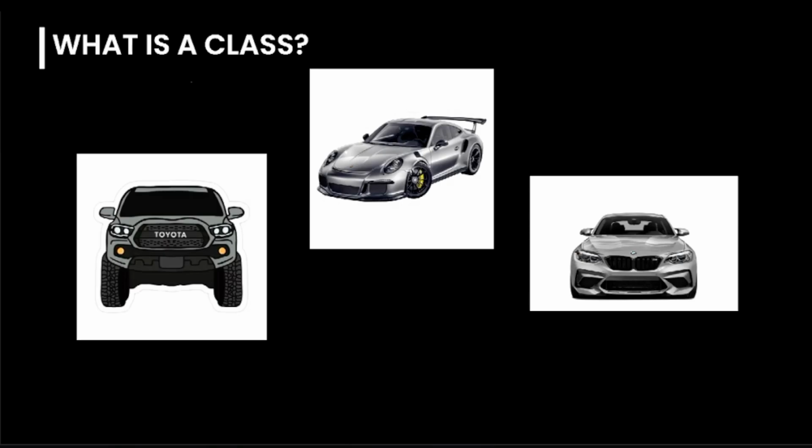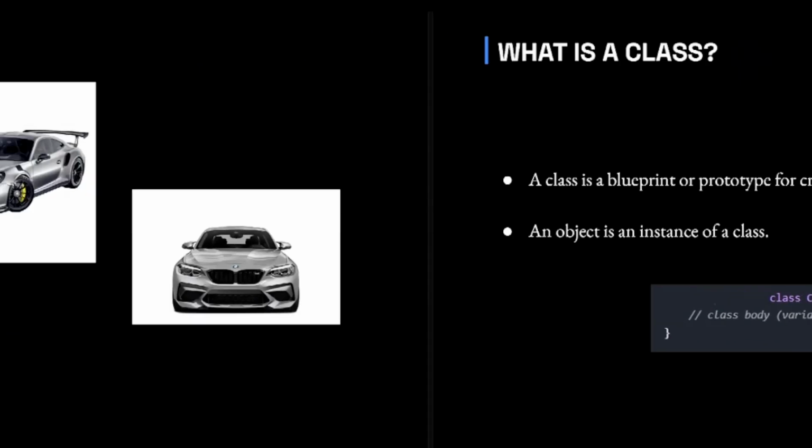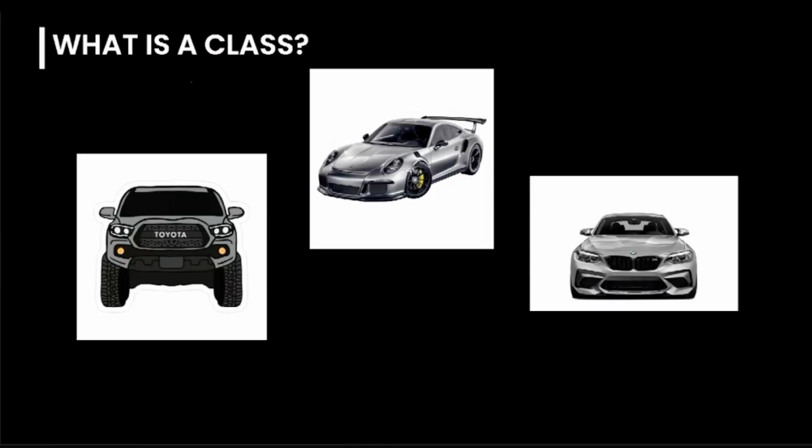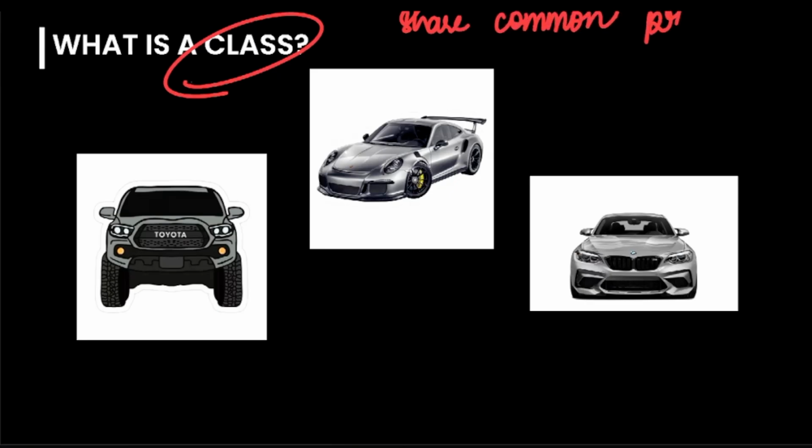So where does class come into play? Now, in simple terms, I can say a class is a group of objects that share common properties and relationships. So, a class is a group of objects that share common properties and relationships.